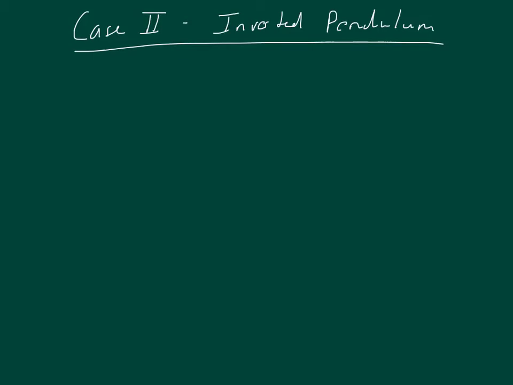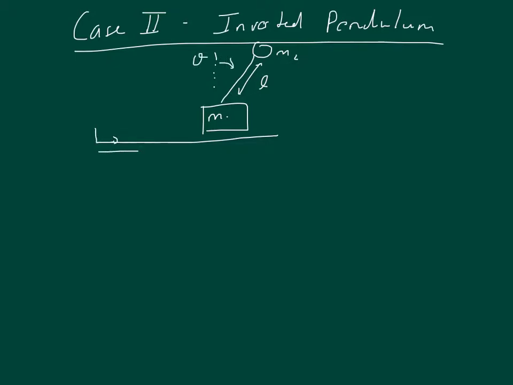Okay, the objective here is to derive the equations of motion for the inverted pendulum. So remember, we have a cart of mass m1, and then a point mass m2 on a massless rod of length L, and this angle here is theta, and the position of the cart will be x.